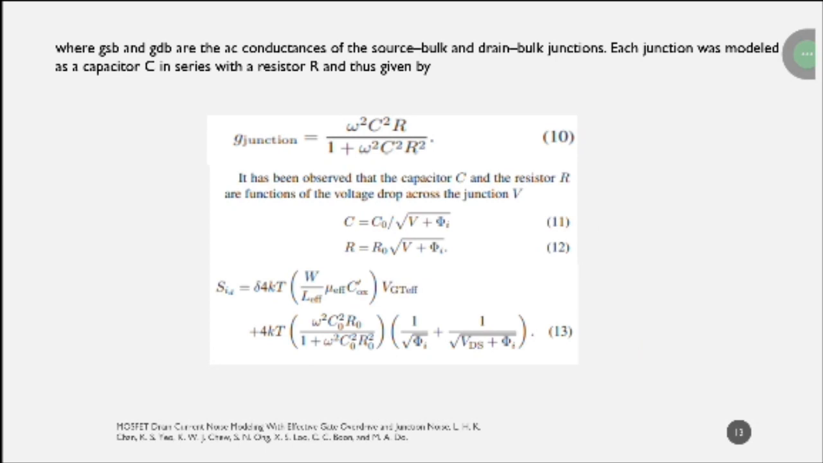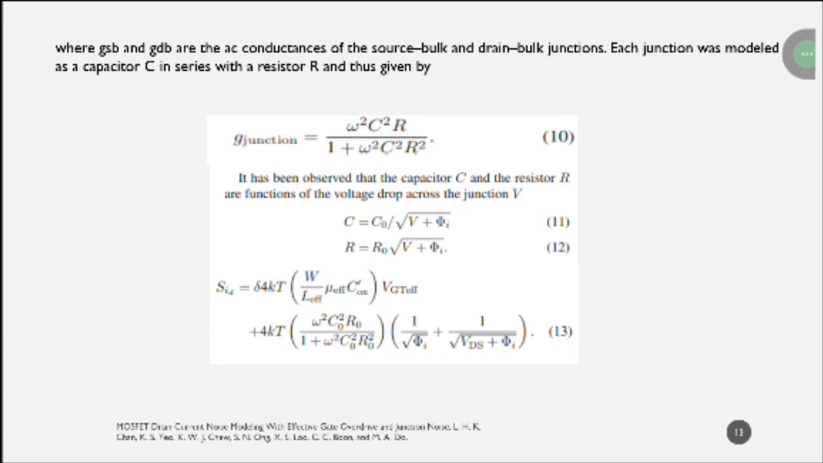Each junction was modeled as a capacitor in series with a resistor R. So G junction, capacitor junction will be equal to omega square C square R divided by 1 plus omega square C square R square. So capacitor and resistor are functions of voltage drop across junction. So capacitor values and resistor values will be changed rapidly, proportional to the voltage applied to the MOSFET.